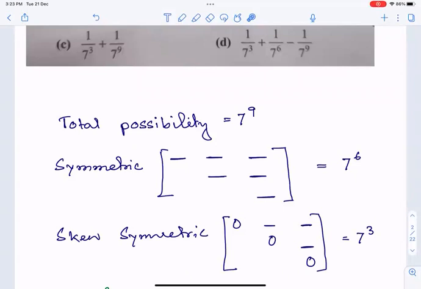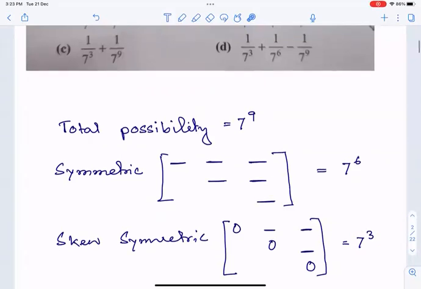So the total number of symmetric or skew symmetric matrices will be 7 to the power 6 plus 7 cube minus 1. To get the probability, I need to divide that by 7 to the power 9, which will lead us to option D as our answer.